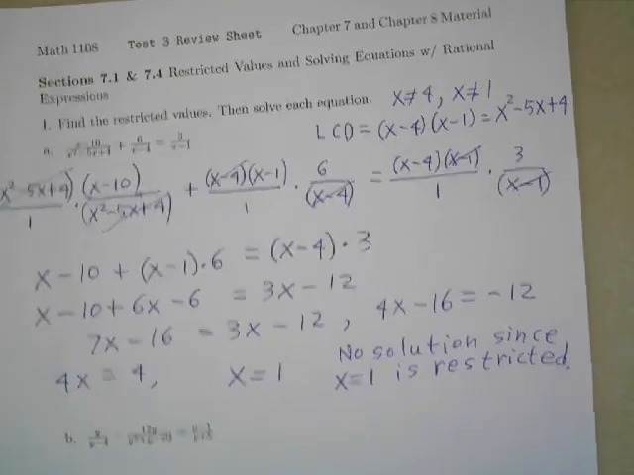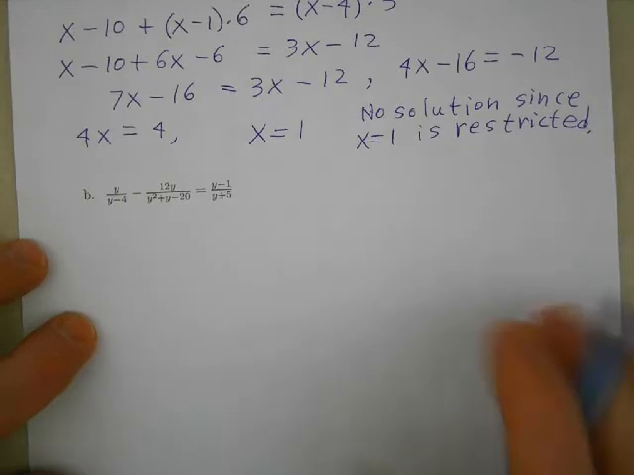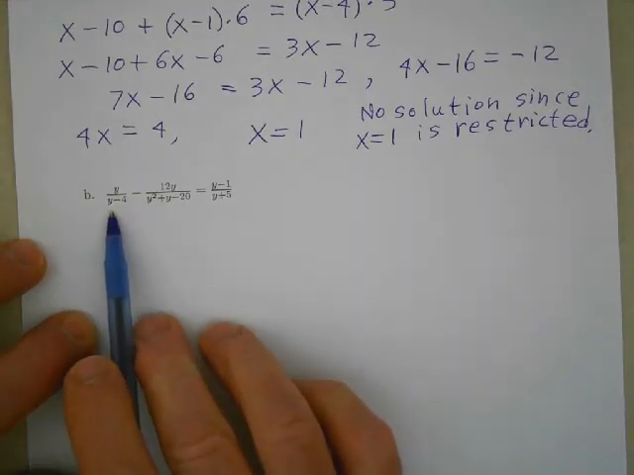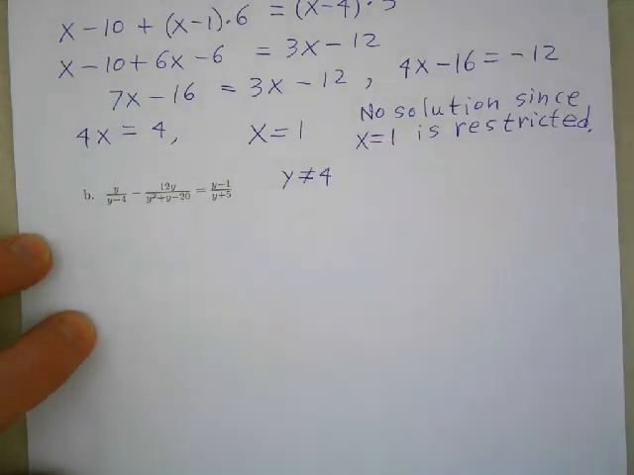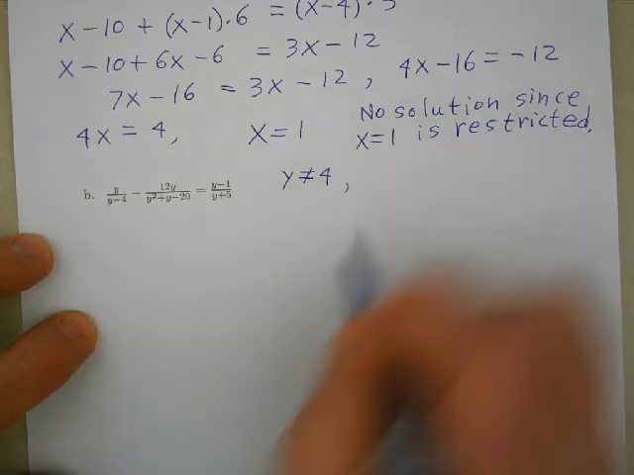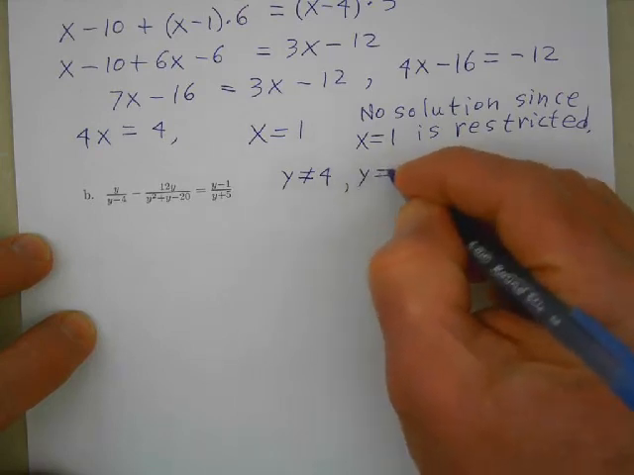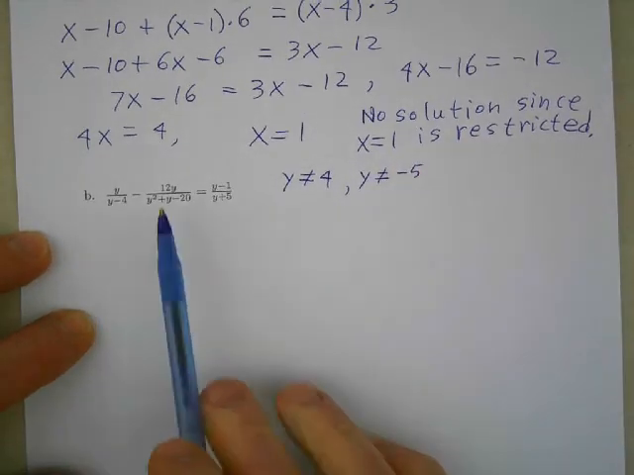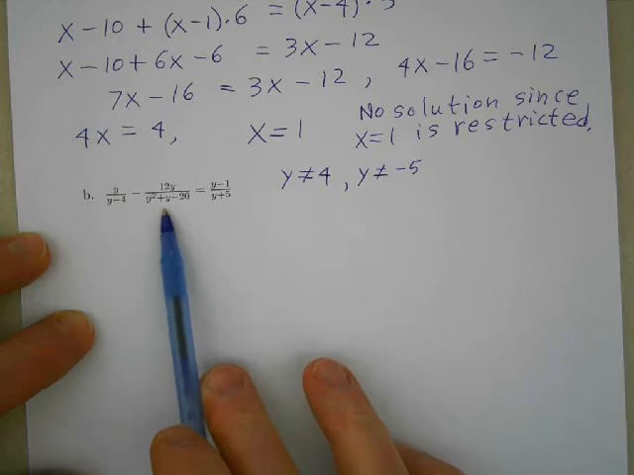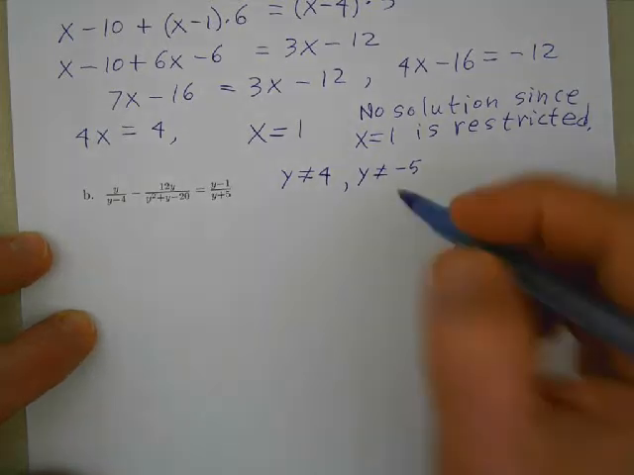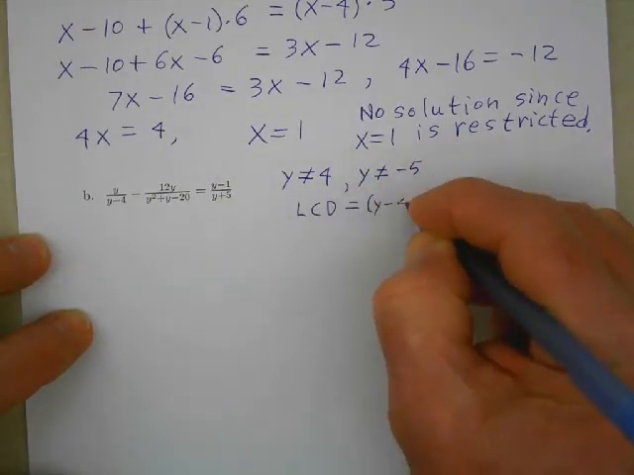Okay, the next problem. So first identify the restricted values. The y minus 4 factor in the denominator, that means that a restricted value is 4, so we say y cannot be equal to 4. And then another binomial factor in the denominator, y plus 5, that means y cannot be equal to negative 5. And if you multiply y minus 4 times y plus 5, it's equal to this trinomial. And so the least common denominator is just y minus 4 times y plus 5.